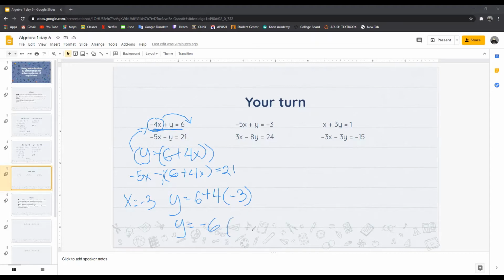And again, you can't keep it just like that, you have to put it in coordinate form. So this would be your entire answer. Did that make sense? Yeah. All right, try solving for the second one.